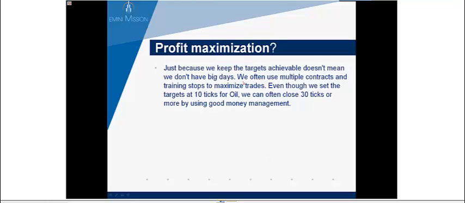And profit maximization, you're going to love this one, and you already saw it in the explanation I did today. Just because we keep targets achievable, meaning 2 points, 10 points, doesn't mean that we don't have big days. Today, for example, instead of taking 10 ticks on oil, we got blessed with 20, 25 ticks, if I'm not mistaken. I think it was anywhere from 23 to 25.